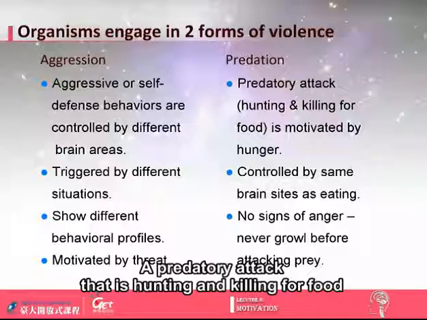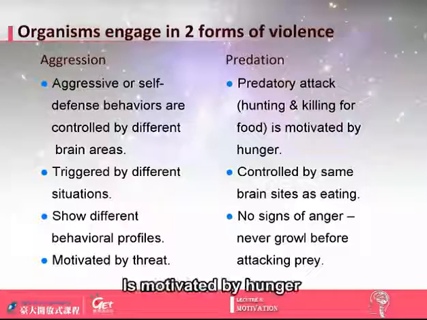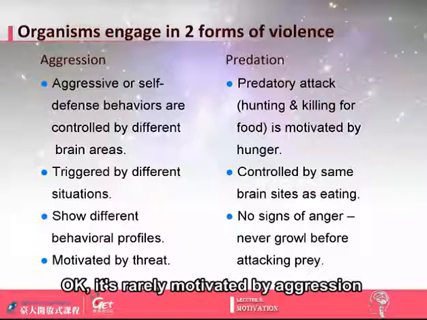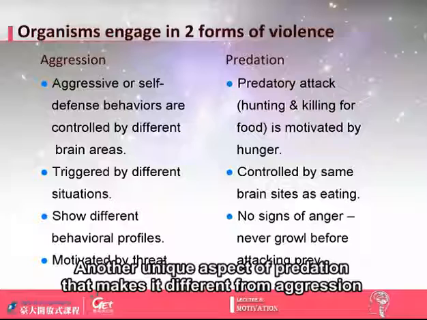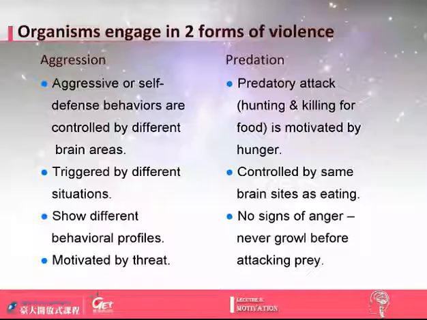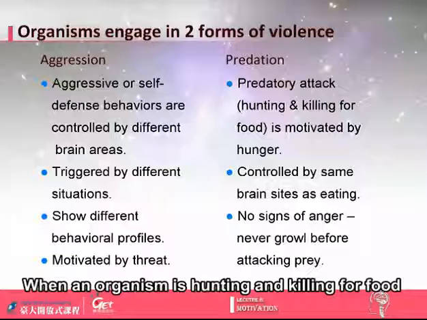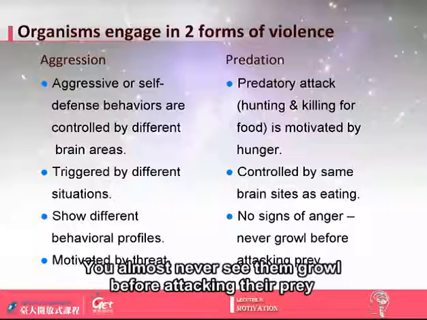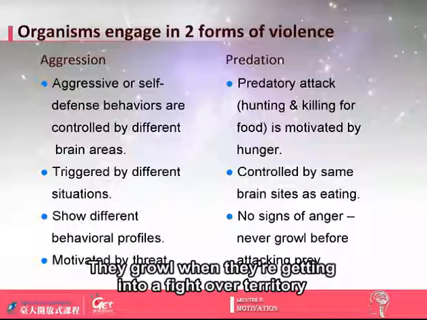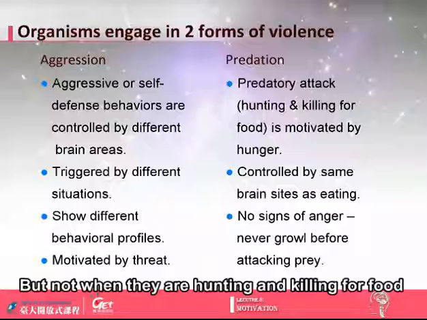A predatory attack, that is hunting and killing for food, is motivated by hunger. It's rarely motivated by aggression. And it's controlled by the same brain areas as eating. Another unique aspect of predation that makes it different from aggression is there are no signs of anger when an organism is hunting and killing for food. So, for example, when you observe animals hunting and killing for food, you almost never see them growl before attacking their prey. They growl when they're getting into a fight over territory, but not when they are hunting and killing for food.